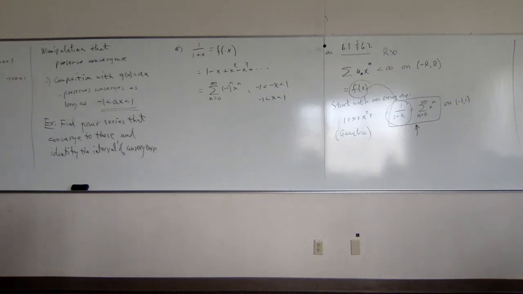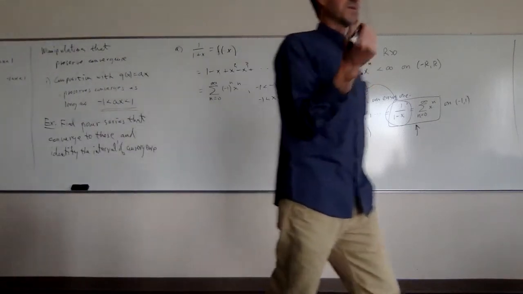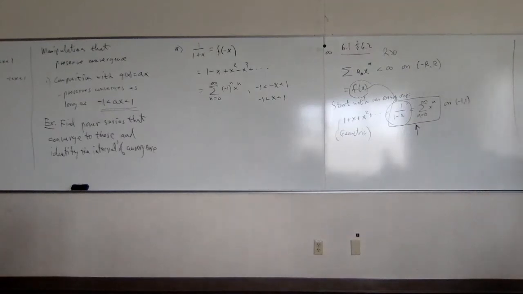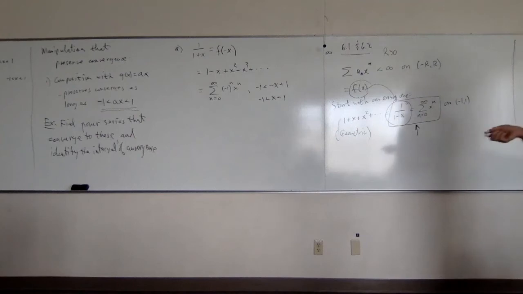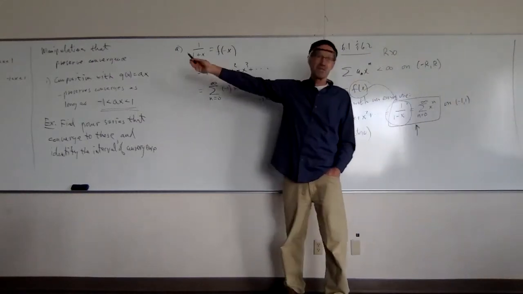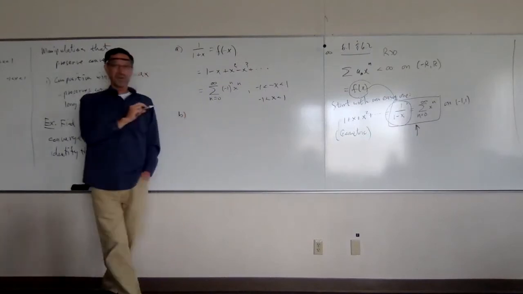Another way of justifying that interval is saying, well, if x is between -1 and 1, so is minus x. So we could do it algebraically, or we could just do it by thinking a little bit about it. Okay, so for every x between -1 and 1, this series converges to that function. All right, part B. Are there any questions?